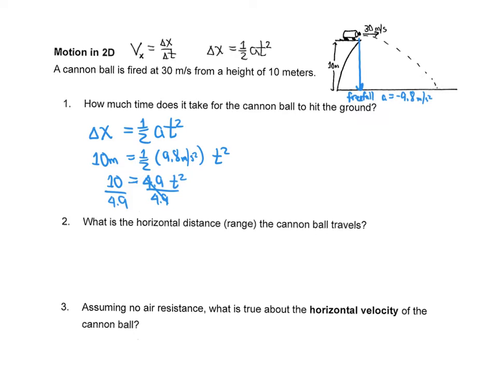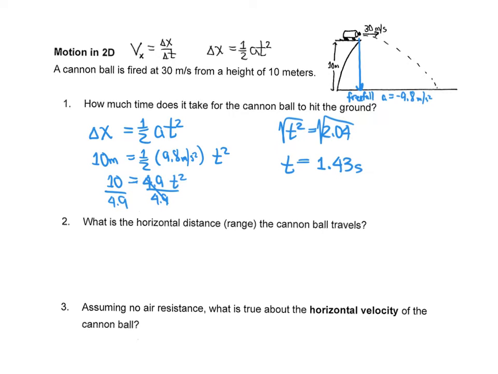So 10 divided by 4.9. My solar power calculator just went off, and it's a little dark in here, I get it. 10 divided by 4.9 is 2.04. So t squared is 2.04. Then I take the square root of both sides to find my t. The time to hit the ground is the square root of 2.04. I've got 1.43 seconds.